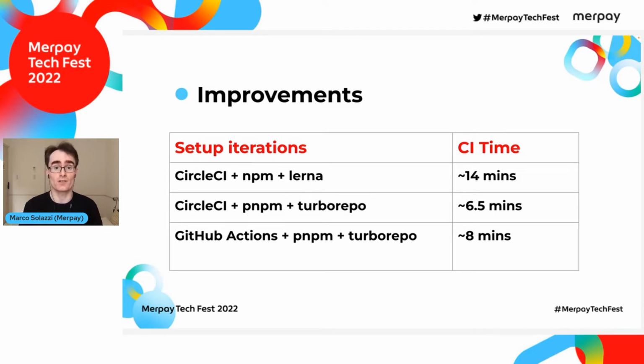So our starting point was CircleCI with NPM and Lerna, and our CI time was 14 minutes. So just switching to PNPM and Turborepo cut the CI time to 6.5 minutes, which is a pretty big improvement. Then switching to GitHub Actions sadly increased the CI time to around 8 minutes. But I guess that we can improve this by reviewing our workflow setup. And in the end, the setup and the developer experience of GitHub Actions is so much more smooth that it is a good compromise.